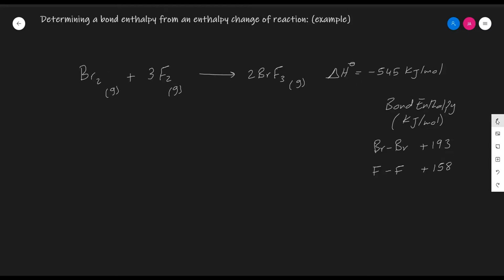In this example, 1 mole of Br2 molecules reacts with 3 moles of fluorine molecules to form 2 BrF3 molecules, all of which are in the gaseous state, and thus bond enthalpies can be used in this case. We are given this enthalpy change of reaction as listed here as negative 545 kilojoules per mole. Thus, we have the value for this arrow, and we are asked to calculate the BrF bond enthalpy.